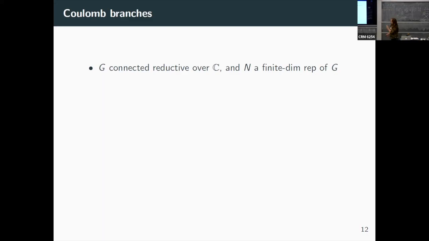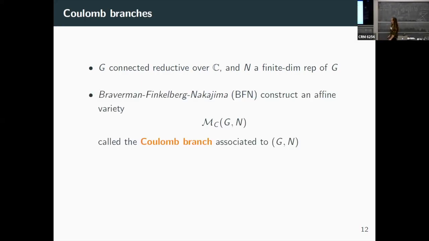So again, G is a connected reductive group, same data. But now we're also fixing N, a representation of G. This is sort of some input data here. So Braverman, Finkelberg, and Nakajima, a lot of the same people are going to reappear again. Anyway, for that reason, I'm going to abbreviate it BFN. They construct an affine variety, which is called the Coulomb branch, from this data. So M_C of G, N. It depends on G and N.